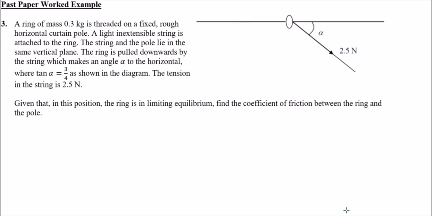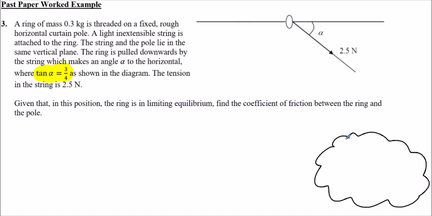Given that in this position the ring is in limiting equilibrium, find the coefficient of friction between the ring and the pole. So first of all, what I want to do is be a bit more elegant with this use of tan alpha. Let's just dwell on this for a moment. One way we could work out what alpha is would be to do tan minus 1 of 3/4, and I'll show you another way in a moment. I'm going to put this in a little thought bubble over here, so it's not the main way of what I'm going to show you as a better way.